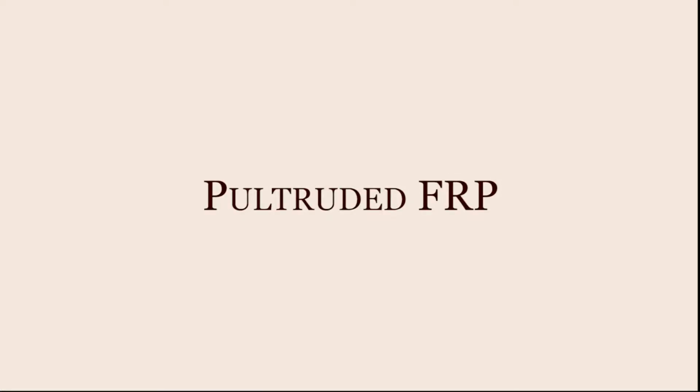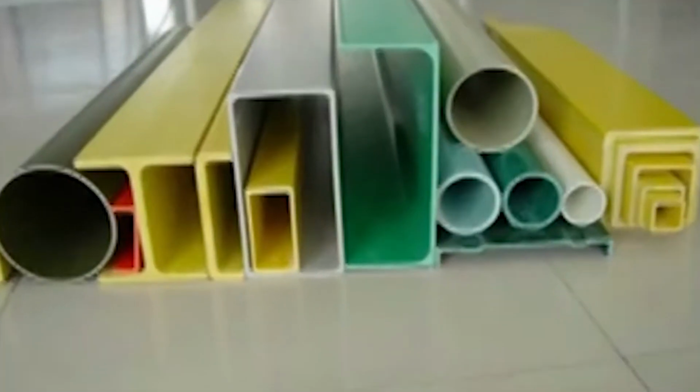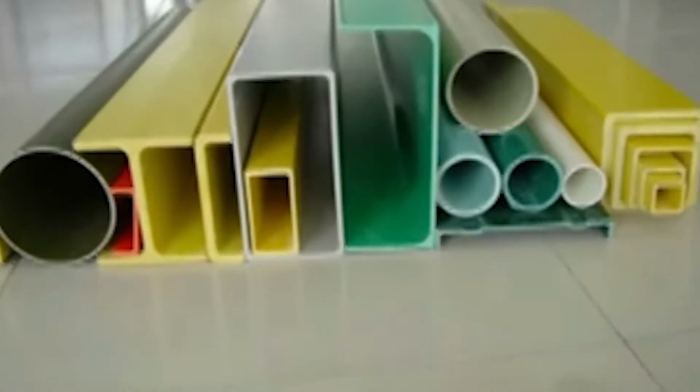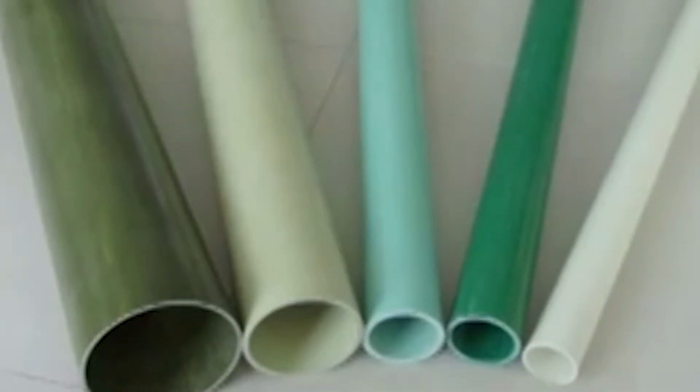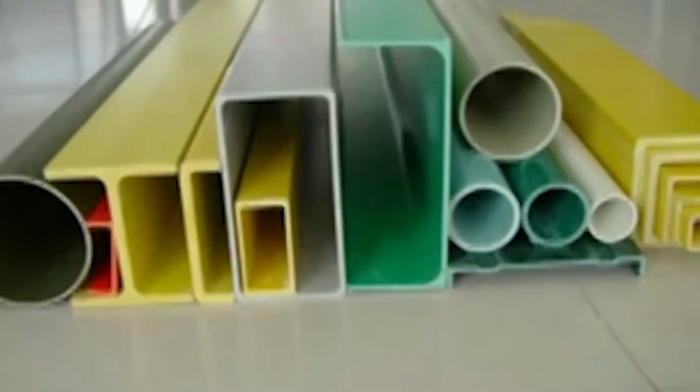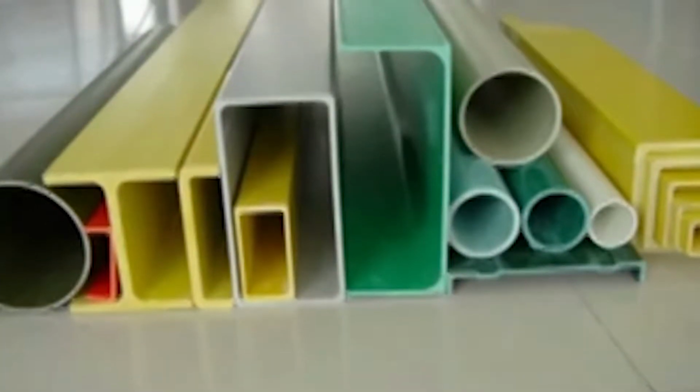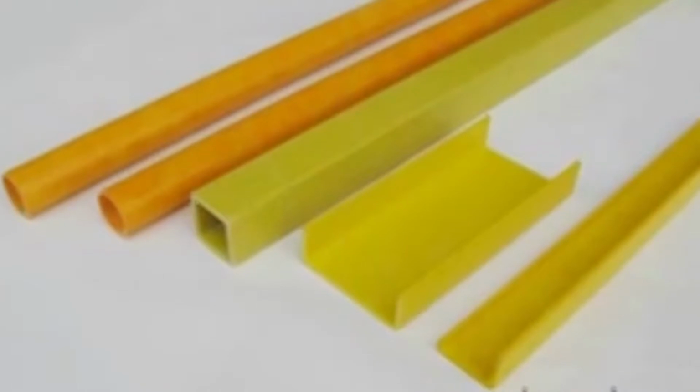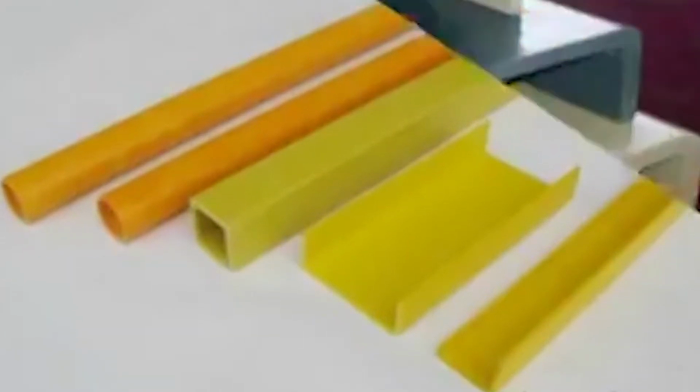Pultruded FRP. For most basic structures, PFRP or pultrusions are used. These consist of FRP versions of common structural steel shapes, such as angles, channels, I-beams, wide flange shapes, and square and round tubes, etc.